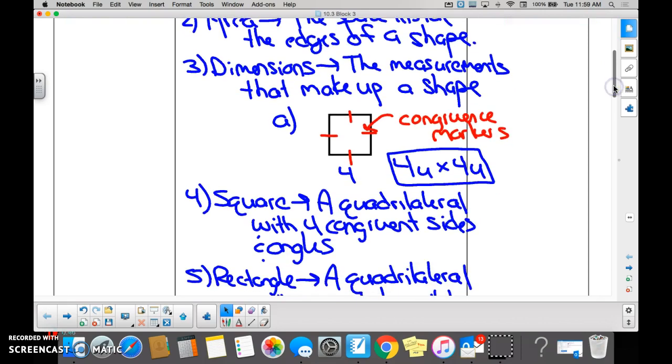So we have a square here on 3A, and I told you that this was 4. What is the dimensions of this entire square, you guys? 4 by 4, because base is 4 and height is 4.